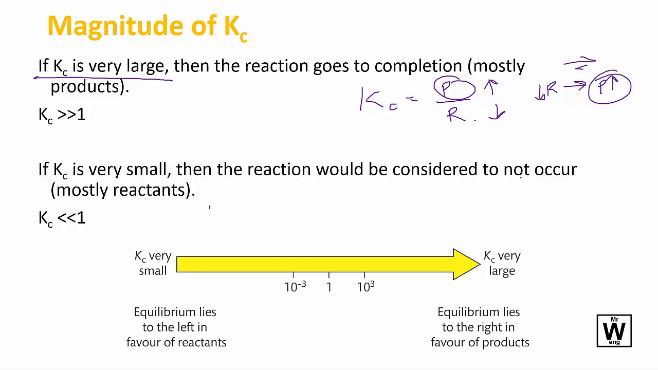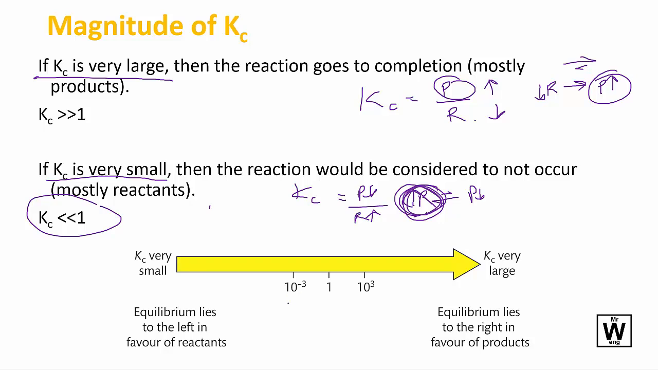Okay, and likewise, if you have a Kc that is very small, that means relatively speaking the products are quite low and the reactants are quite high. That must mean that the reaction has mostly stayed as reactants, and so there aren't many products. Okay, and so there we have the summaries down here. So K very large, products; K very small, reactants.